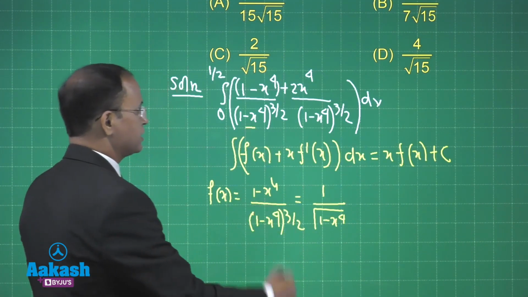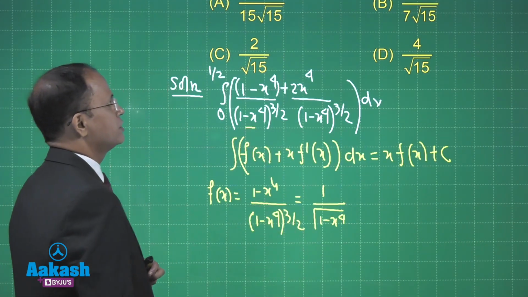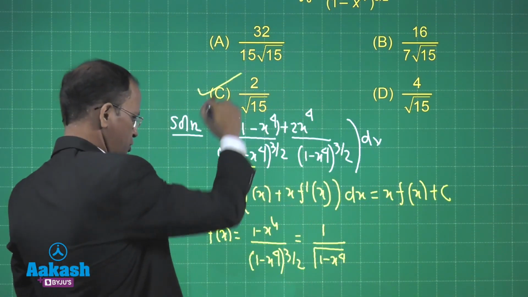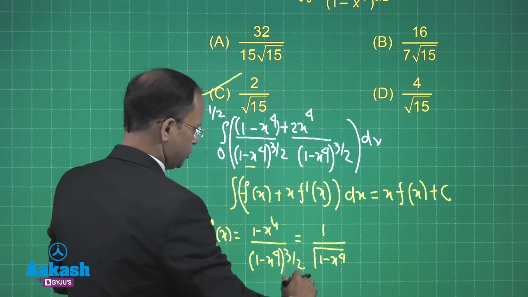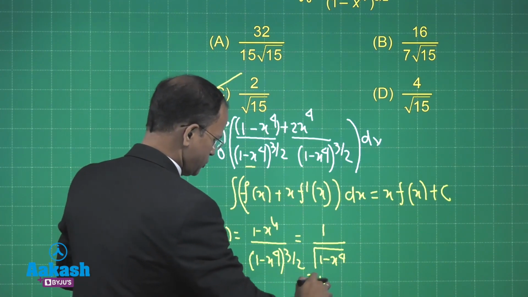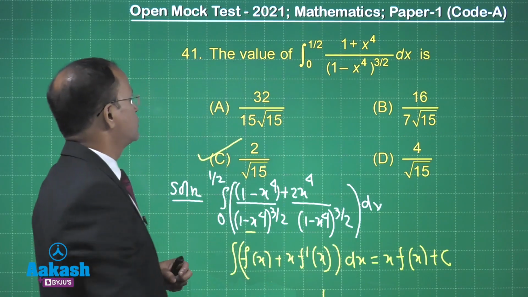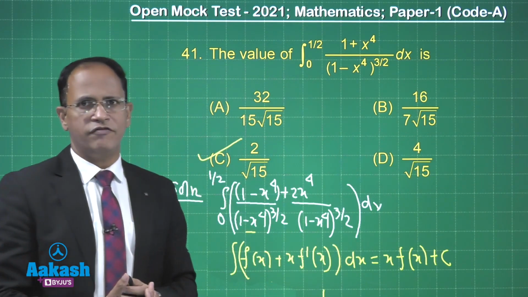So we can simplify the things, and once we simplify it, we get option C, that is 2 upon root 15. So let me write it as 2 upon root 15. This is a very simple integral we have. So this is the final answer we have, friends.